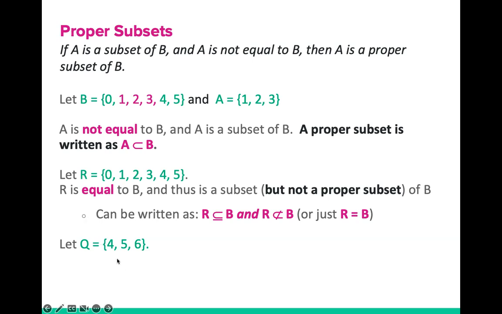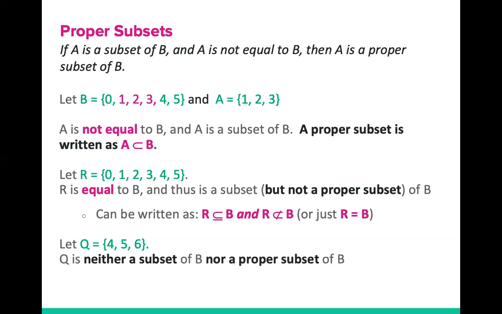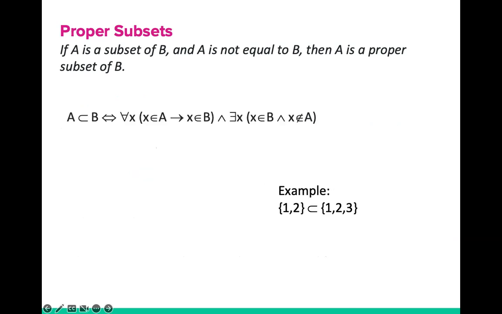Now, suppose we have Q equals {4, 5, 6}. So Q is neither a subset of B nor a proper subset of B. Why is that? Because there are some elements in Q that are not in B. We have an element 6 that is not present in B, only 4 and 5.